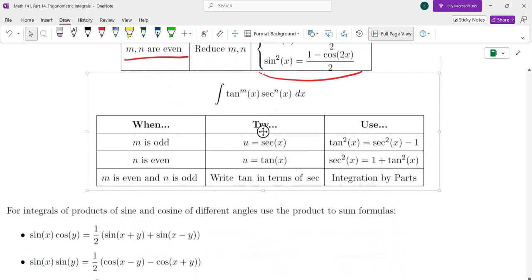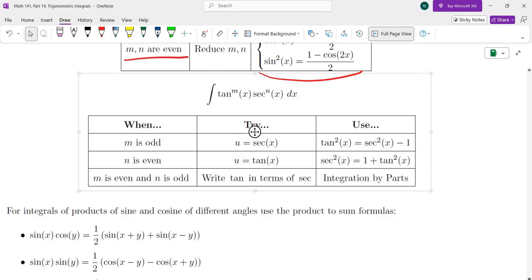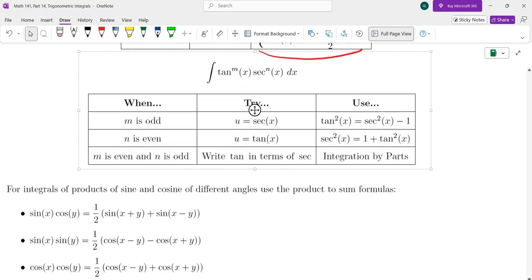exponent. When we are dealing with products of tangents and secants, if the exponent of tangent is odd, then we use secant as u, and we turn all of the tangents into secant by tangent squared equals secant squared minus 1. If the exponent of secant is even, then we will use secant squared as our derivative, as our du, and u equals tan of x. Everything can be written in terms of tan of x because secant squared is 1 plus tan squared x, and then we can evaluate that.